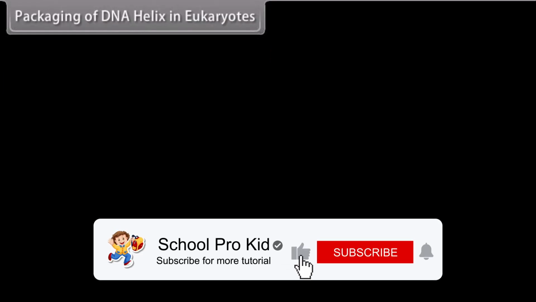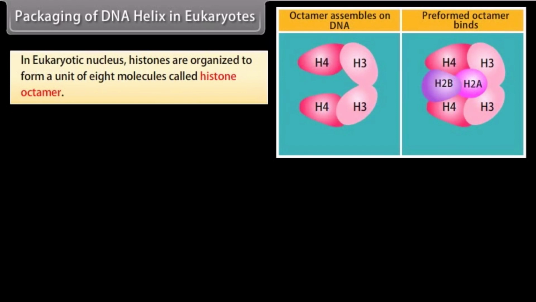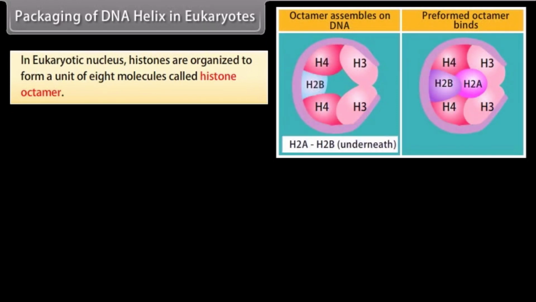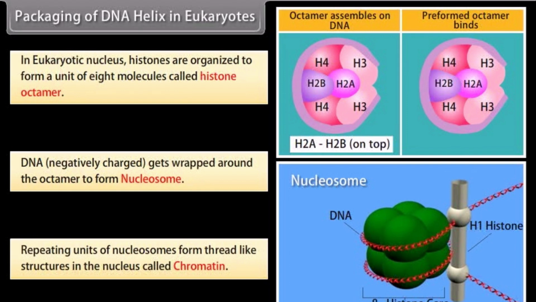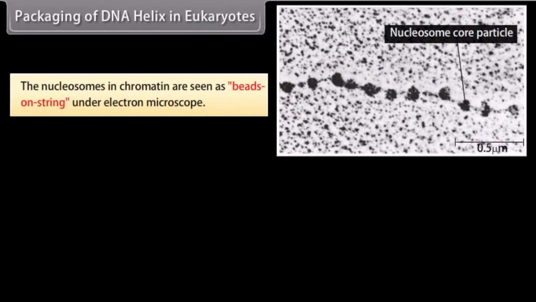Packaging of DNA helix in eukaryotes. In the eukaryotic nucleus, histones are organized to form a unit of 8 molecules called a histone octamer. Negatively charged DNA gets wrapped around the octamer to form a nucleosome. Repeating units of nucleosomes form thread-like structures in the nucleus called chromatin. The nucleosomes in chromatin are seen as beads on a string under the electron microscope.